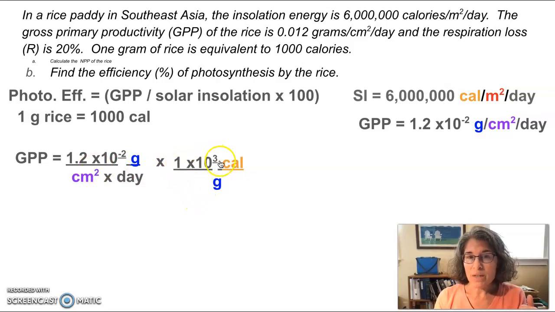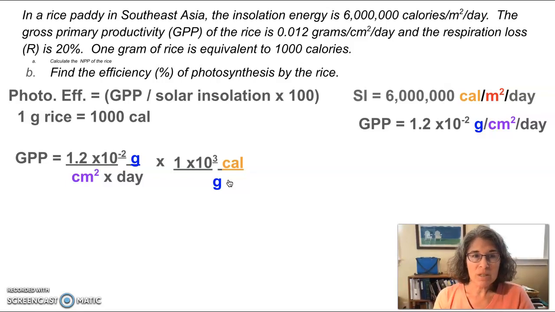So the first step I'm going to take is to multiply by a conversion factor of 1 times 10 to the third calories per gram. Now, where did I get that from? I got that from the information in the question up here. We know that 1 gram of rice is equal to 1,000 calories. So I made an equivalency: 1 gram of rice, that's the blue here, is equal to 1,000 calories, or 1 times 10 to the third calories. Notice now that my grams are in the numerator here and the denominator here, so they're going to cancel out. So now I've successfully gotten rid of grams and converted that into calories.